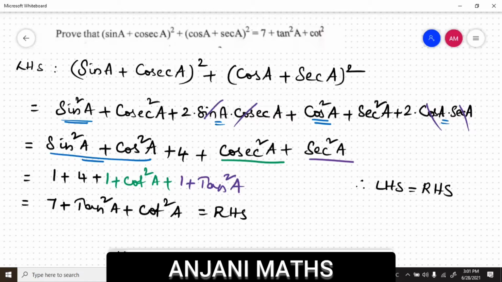What are they? Sine square A plus cos square A is equal to 1. Cosecant square A minus cot square A equal to 1. From that, we got cosecant square A equal to 1 plus cot square A. We use that. The third identity is secant square A minus tan square A is equal to 1. How do we use that? We have replaced the secant square A by 1 plus tan square A. So left hand side is equal to right hand side. In this way, we proved the given equation.